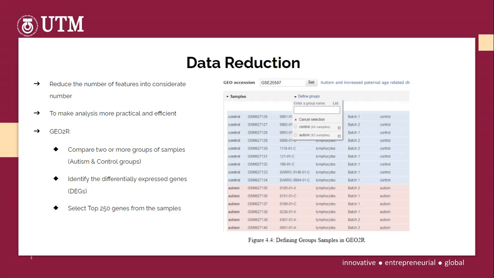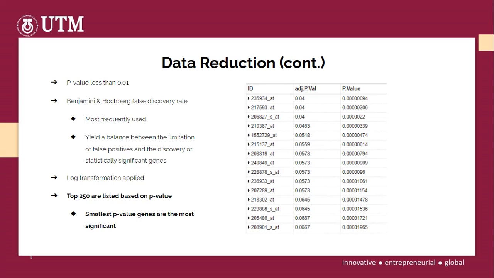Geo2R compares two or more groups of samples, which in this case are the autism and control groups, and then it identifies the differentially expressed genes, which are DEGs, and after identifying them, it will select the top 250 genes from the samples. Figure 4.4 shows the defining of group samples in Geo2R. The blue color is the control group and the pink color is the autism group.